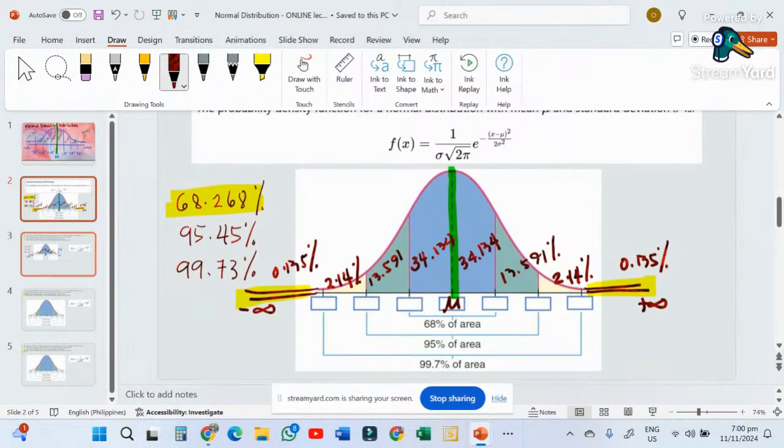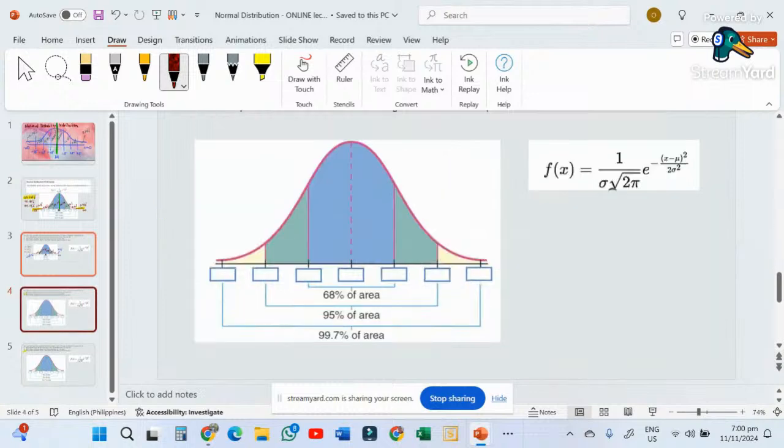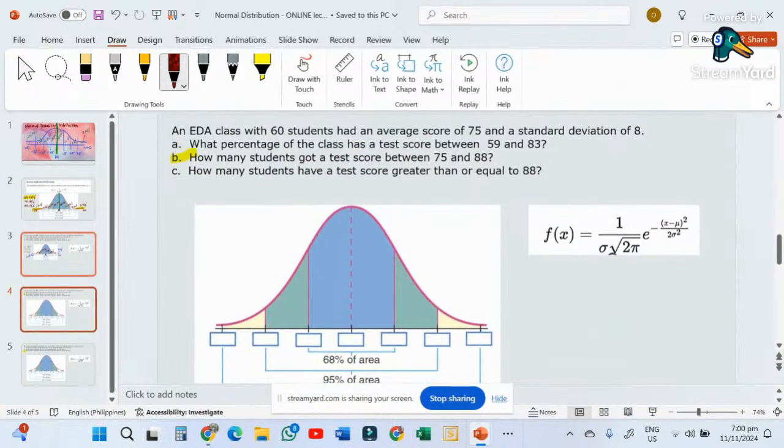So here is now the problem statement that we're going to do. For problem number one, it says here, what percentage of the class has a test score between 59 and 83? What is this class? It's an EDA class with 60 students, had an average score of 75, and the standard deviation of 8. What does it mean? The 60 students took their exam, and the average score of all those 60 is 75.